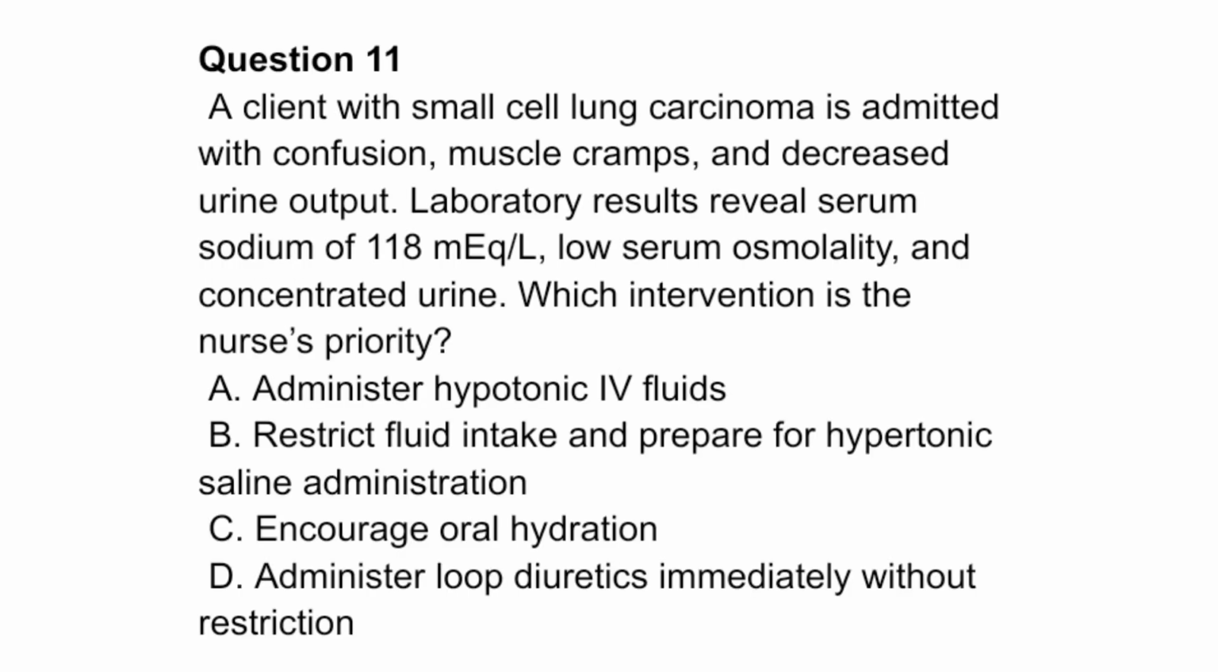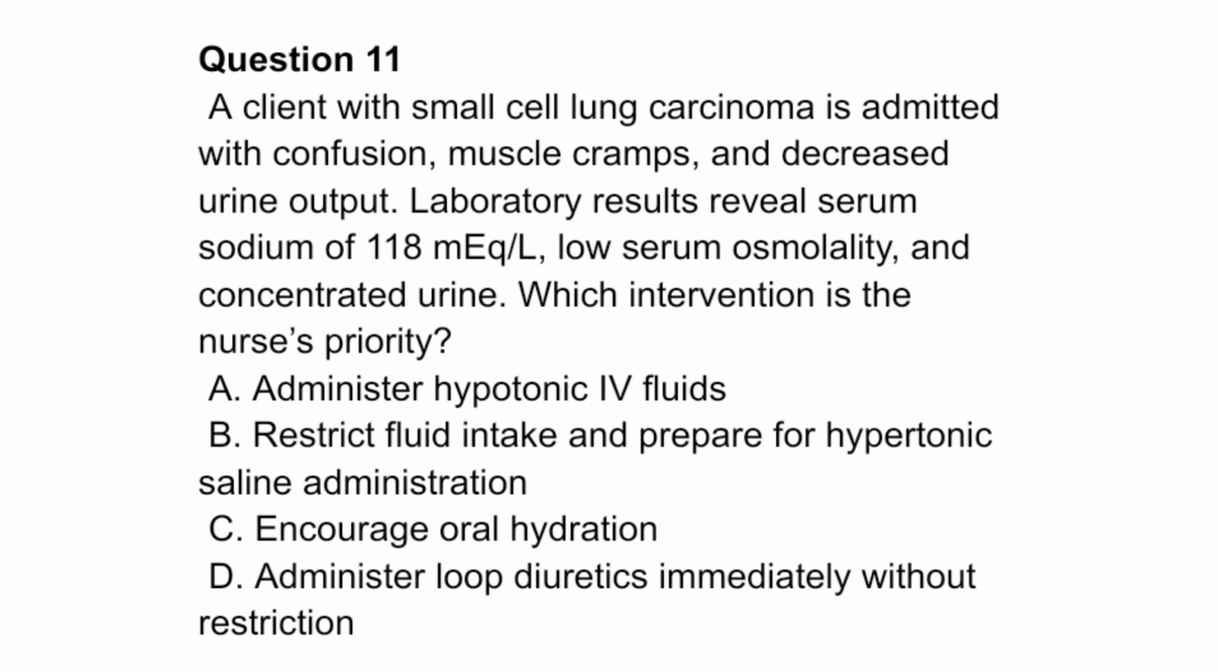Question 11. A client with small cell lung carcinoma is admitted with confusion, muscle cramps, and decreased urine output. Laboratory results reveal serum sodium of 118 milliequivalents per liter, low serum osmolality, and concentrated urine. Which intervention is the nurse's priority? A. Administer hypotonic IV fluids. B. Restrict fluid intake and prepare for hypertonic saline administration.